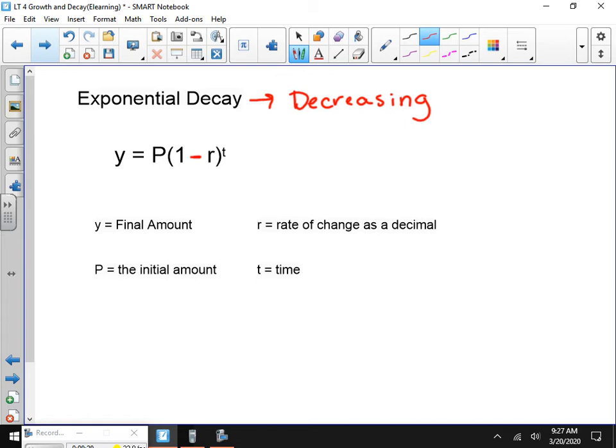Okay, and Y is still the final amount, P is still the initial amount, R is still a rate of change as a decimal, and T is still time. So I'm going to try a problem. If you need a couple more minutes to write this down, go ahead and pause the video and write it down, and then move on.